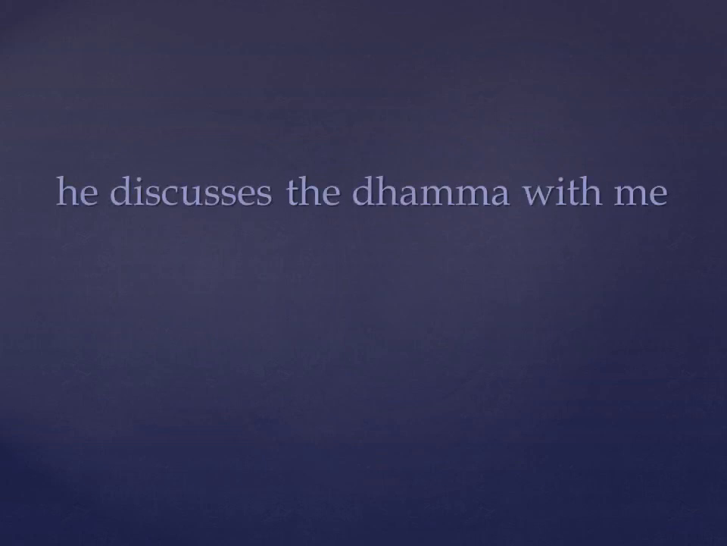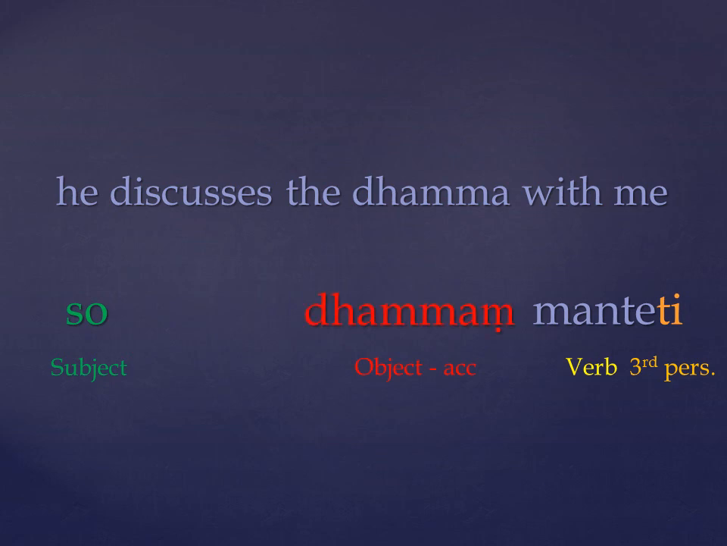He discusses the Dharma with me. So if we were to write this in Pali, we'd take the subject form of the third person pronoun he, which is so, and the verb discusses is mantati, taking the third person singular ending to match the subject. The direct object is Dharmanang, taking the accusative case. And finally, the object pronoun me in first person would be placed in instrumental case because of the preposition with.